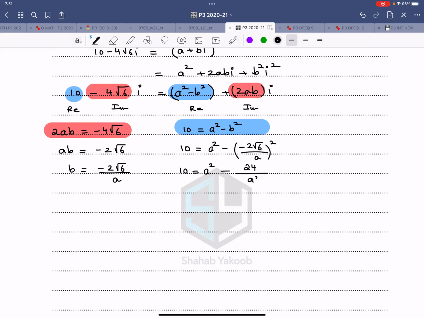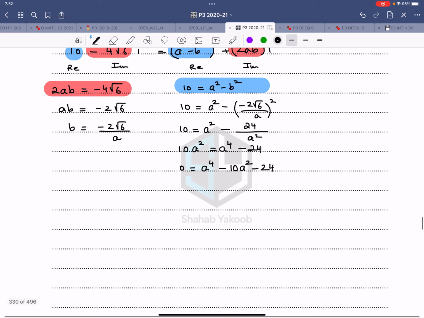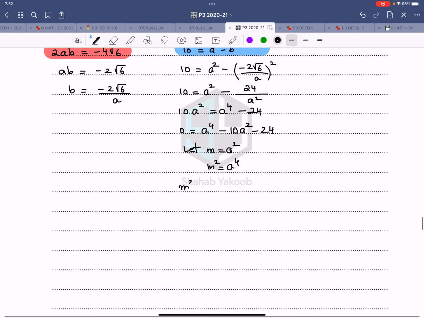10a square equals a power 4 minus 24. Therefore, a power 4 minus 10a square minus 24 equals 0. Now you can make a substitution and let m equal a square. Therefore, m square is a power 4. So therefore, m square minus 10m minus 24 equals 0.